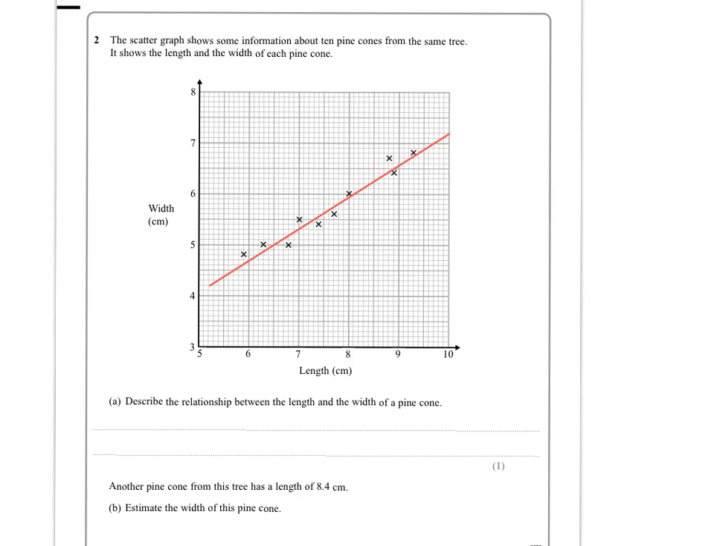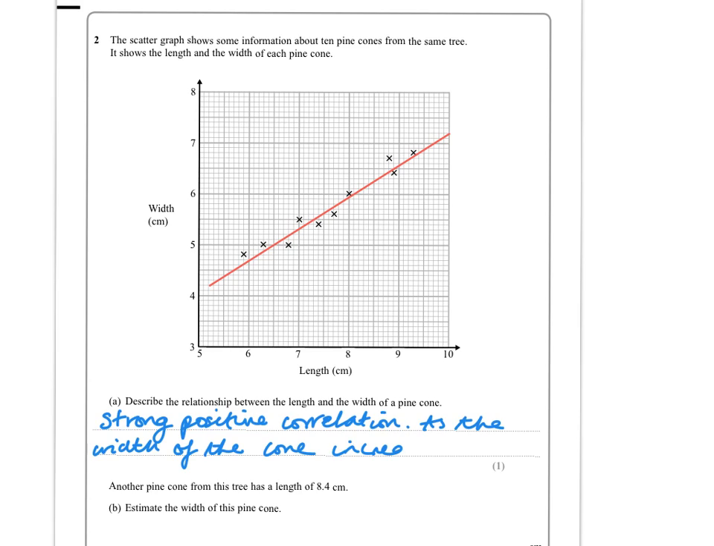And then I would say, describe the relationship between the length and the width of a pine cone. I would say it's a strong positive correlation. And I would also say in English, like a sentence, as the width of the cone increases, so does the length. It's probably the same really, to say as the length increases, so does the width. But it's an upward trend anyway, and it's a strong positive correlation, as opposed to a weak positive or a weak negative or strong negative.